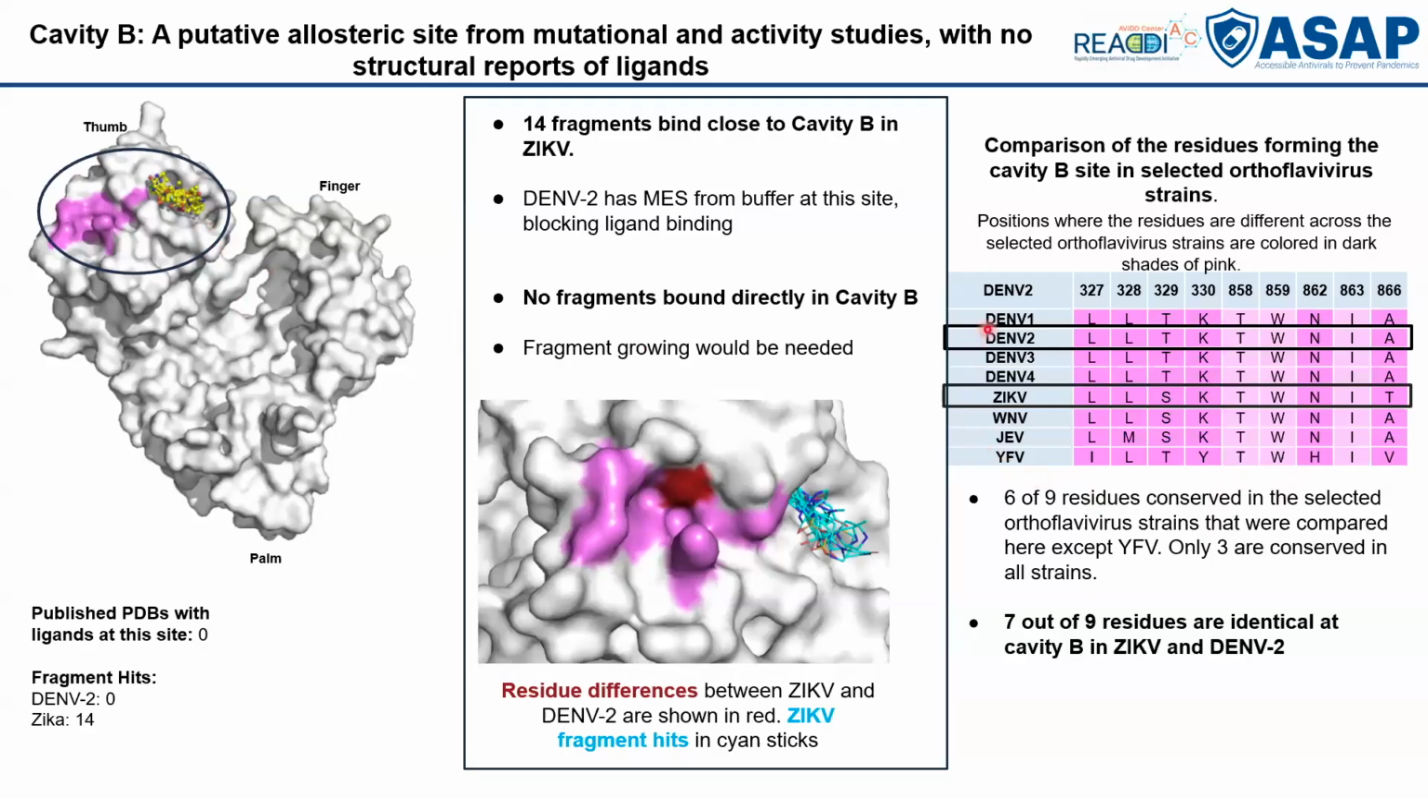Next, we looked at the residues forming this pocket, and we found that 7 out of the 9 residues are identical between Zika and dengue. The residues which are different are shown in red patch. But considering all the orthoflavivirus strains, we found that only 3 are conserved in all.